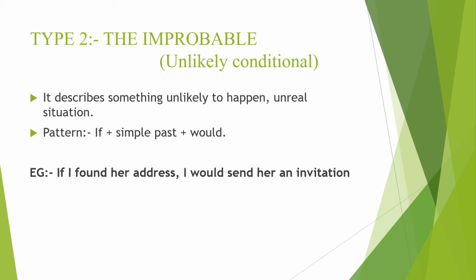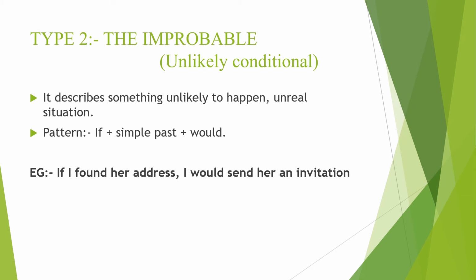If I found her address, I would send her an invitation. For sending an invitation to someone, you need to have that person's address. If you don't have anyone's address, you can't send the invitation. So, in this type of conditional, what you can see is that I don't have the address, so I am not able to send the invitation to the person.